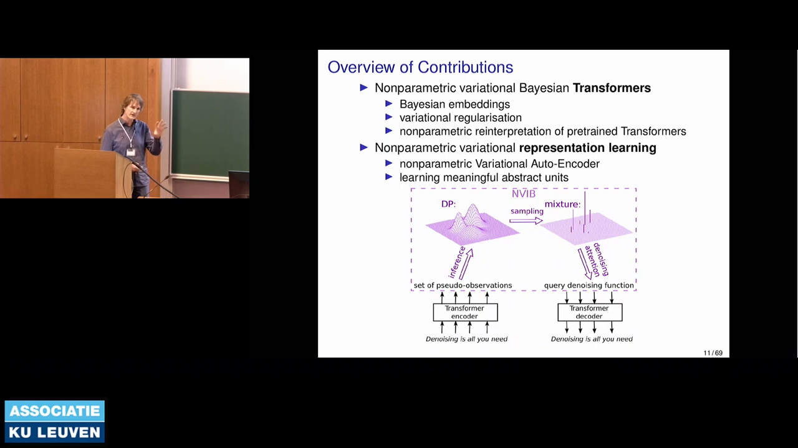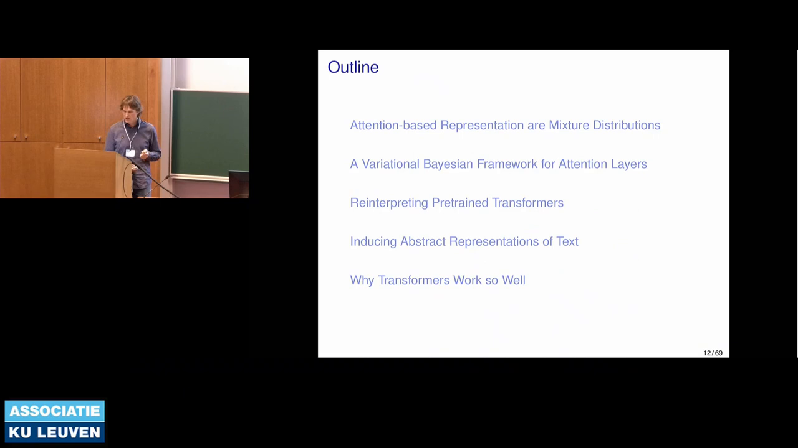If we add training, we talk about representation learning with this variational Bayesian regularizer, called nonparametric variational autoencoders. We also look at what kind of abstract units you get when you apply these regularizers. So that was just the introduction. Now we're going to go back over most of that again, but slower. First, let's talk about attention-based representations.